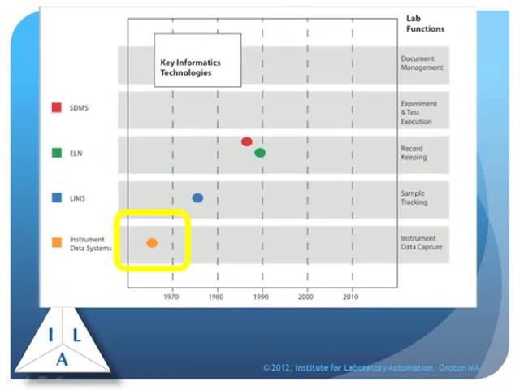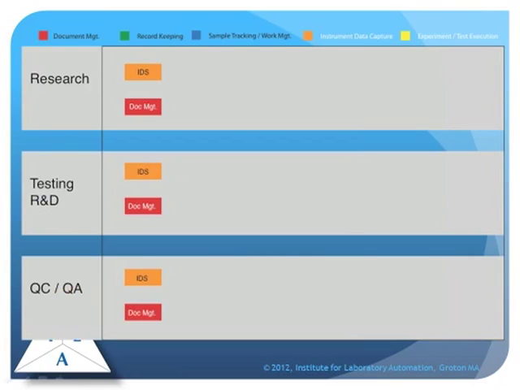We looked at this diagram back in the first week of this series, and we looked at when various technologies came into place and how they evolved over time. So we're going to begin by looking at the instrument data systems, which appeared in the late 1960s, by PerkinElmer. They were one of the leading proponents of these systems, and those systems can be used in research and development, testing, and quality control applications.